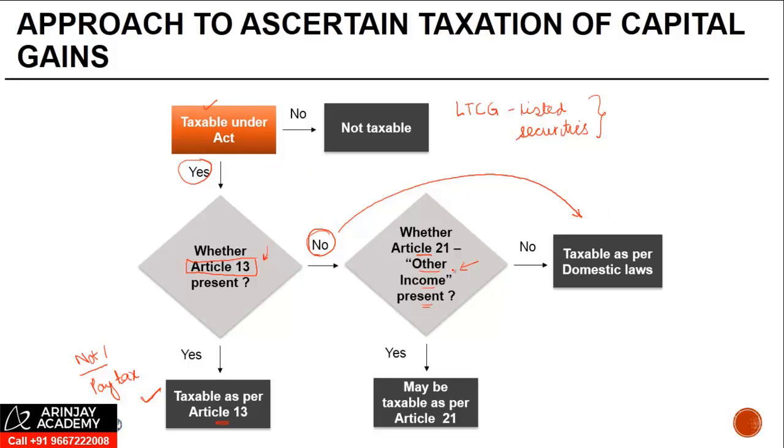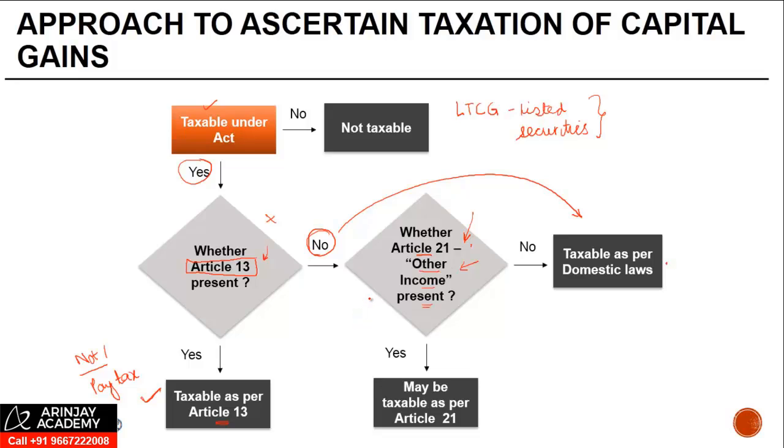There has been a case, not in the context of capital gain, in the case of Mediterranean Shipping Company, where the issue was that if the article relating to shipping profit was not available, whether the taxation should be under Article 21 or under the domestic tax laws. In that case, it was held that if the shipping profit article is not there for a shipping company, you still need to apply Article 21.